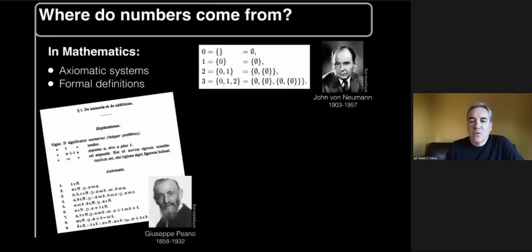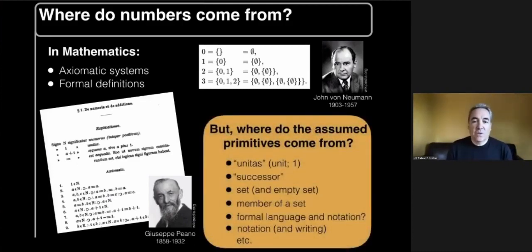So in order to do pure mathematics, these may be very fruitful approaches, but we want to address the question of where the numbers come from. Then we need to ask where these assumed primitives are coming from. For example, the notion of unity in Peano's work, or the notion of successor, where is that coming from? Or the notion of a set, let alone the empty set? What is it to be a member of a set? What is formal language? What is notation? Where are all these things coming from, which are all necessary for these mathematical practices to be developed?